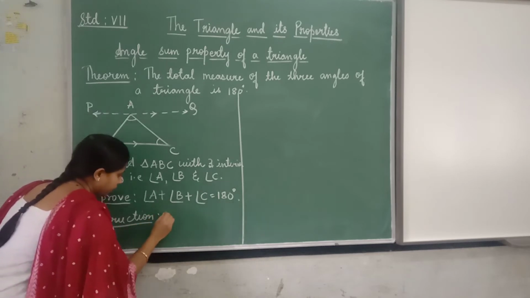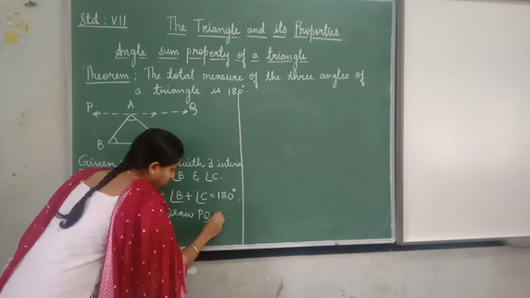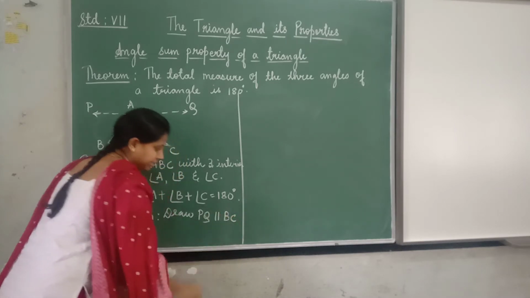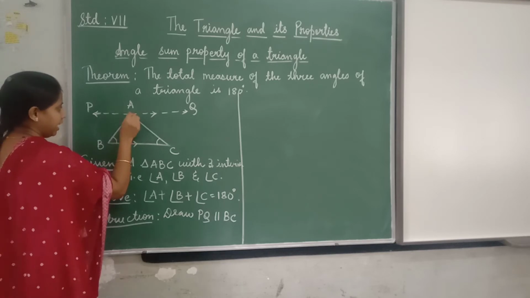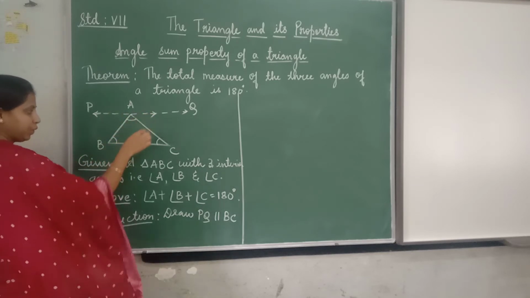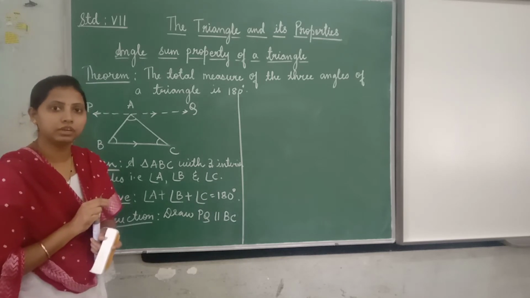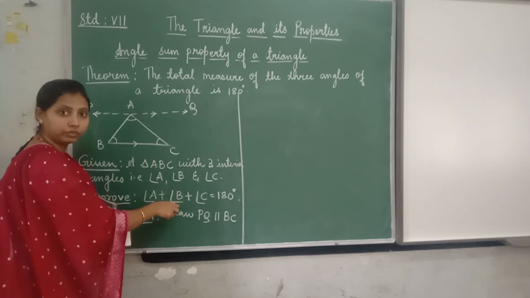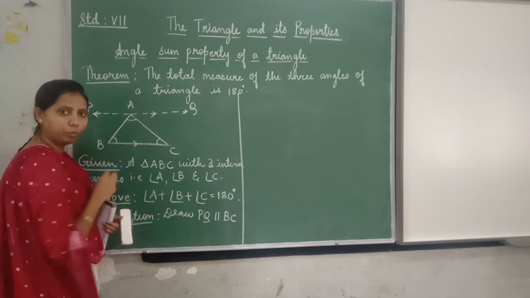We will write this: draw PQ parallel to BC. The PQ line should pass through the vertex A. In such a way, you have to draw a parallel line. Now, why have we drawn this parallel line, children? To prove this. Now PQ line is parallel to BC.